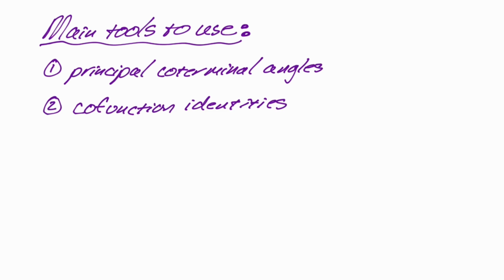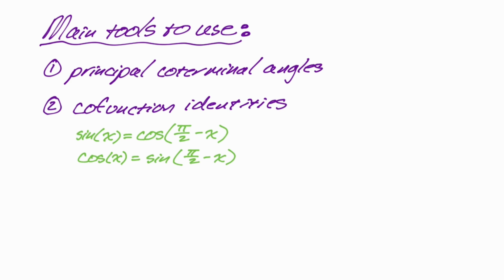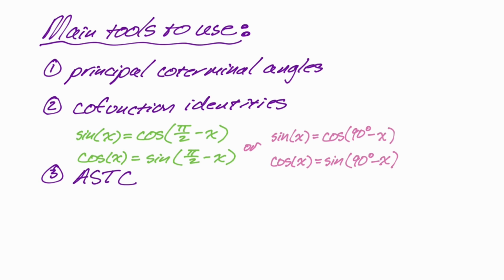The next thing you're going to use a lot of are cofunction identities. Specifically here, we're going to use either sine of x is cosine of pi over 2 minus x, or cosine of x is sine of pi over 2 minus x. But actually in this video I did everything in degrees because it's a little easier to do the arithmetic stuff. So in our case, we'll really be looking at sine is cosine of 90 minus x, cosine is sine of 90 minus x.